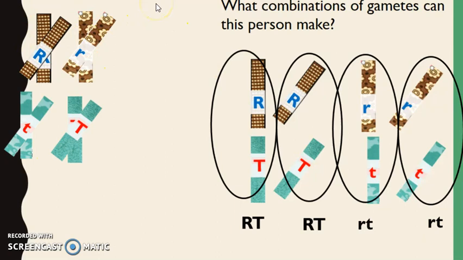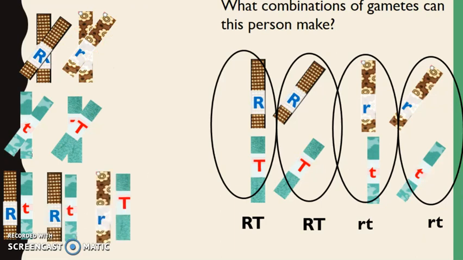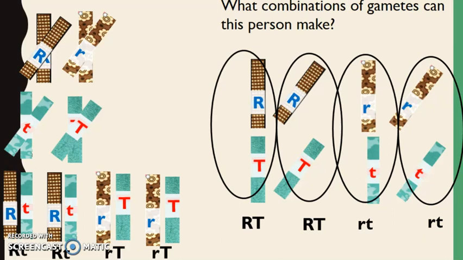Both are possible. So when this cell over here on the left goes through meiosis, you can see that the eventual combination that will happen is you have gametes that look like this.